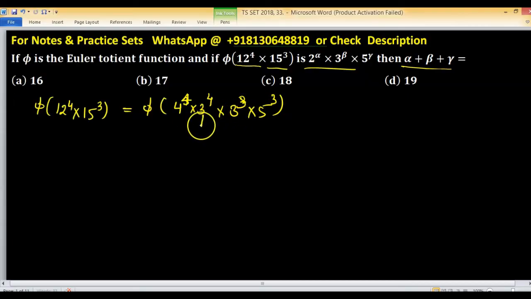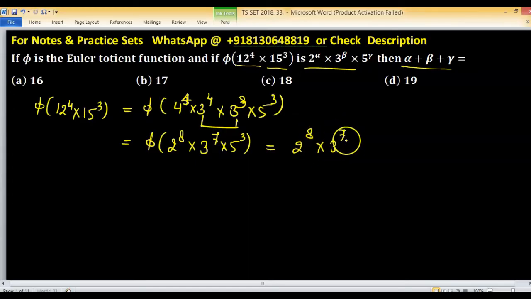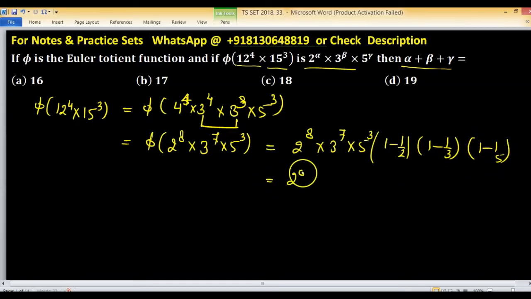So combine these two. Now you can write 4 raised to the power 4 as 2 raised to the power 8. So 2 raised to the power 8 into 3 raised to the power 7 into 5 raised to the power 3. The value of this will be 2 raised to the power 8 into 3 raised to the power 7 into 5 raised to the power 3 into 1 minus 1 upon 2, 1 minus 1 upon 3, 1 minus 1 upon 5. We have 2 raised to the power 8 into 3 raised to the power 7 into 5 cube into 1 upon 2 into 2 upon 3 into 4 upon 5.